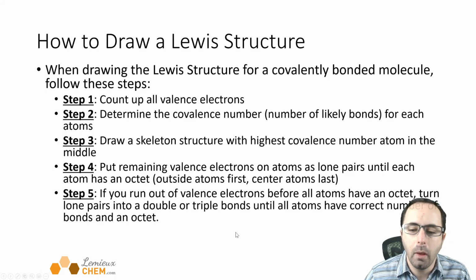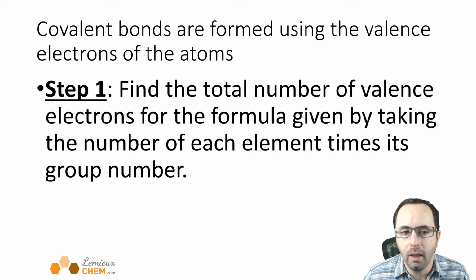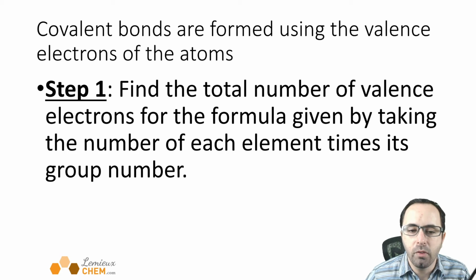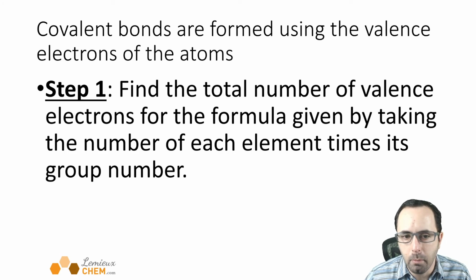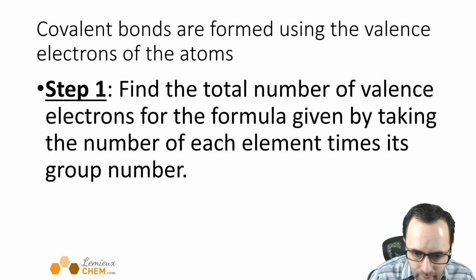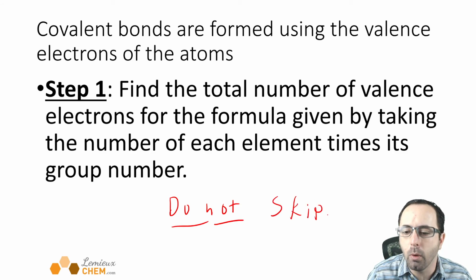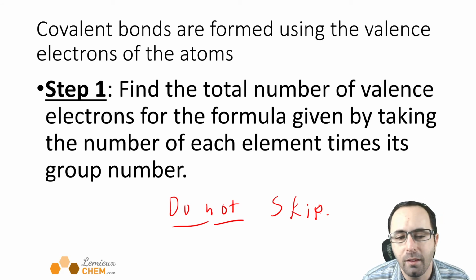Okay, so the best way to show how to do this is just with a series of examples. So let's start with an example. And the very first step is going to be the most important step. The covalent bonds are formed using the valence electrons of the atoms. So it's very, very important that you know how many valence electrons you have. This first step, I put it big and bold because you do not skip this step. Do not skip. A lot of people want to skip this first step. I'm telling you, that's the easiest way to get the question wrong. Do not skip the first step.